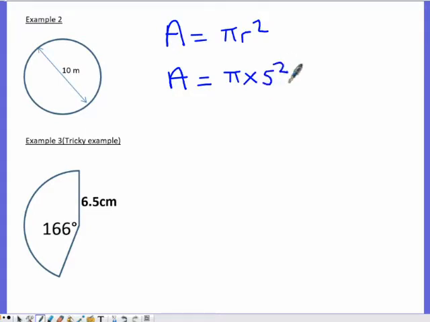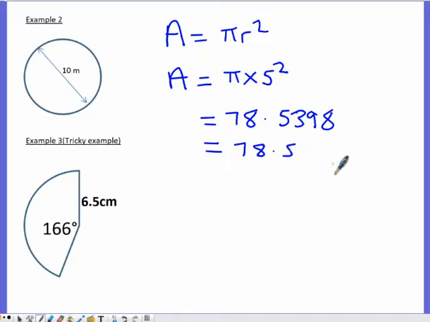Typing this into your calculator, you get the answer of 78.5398 and a few more decimal places. Again, if we round this to 1 decimal place, we get the answer of 78.5, and again, the units are meters squared.